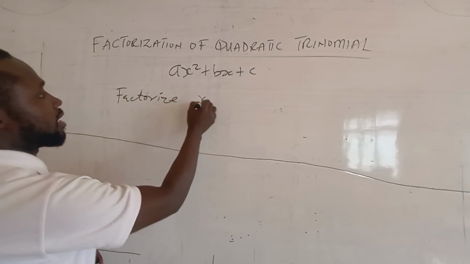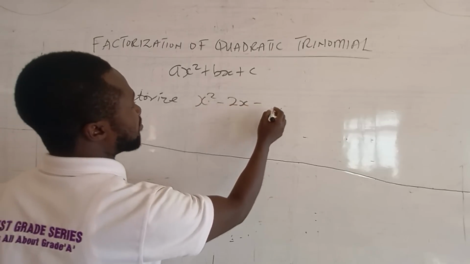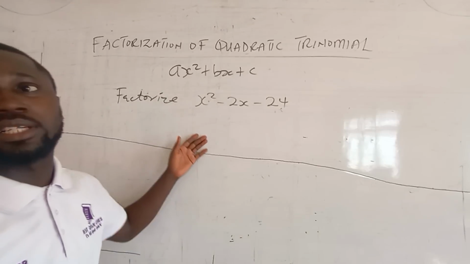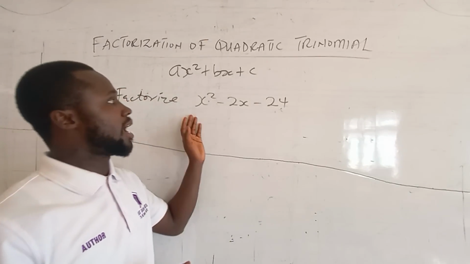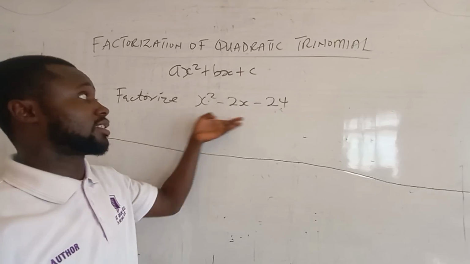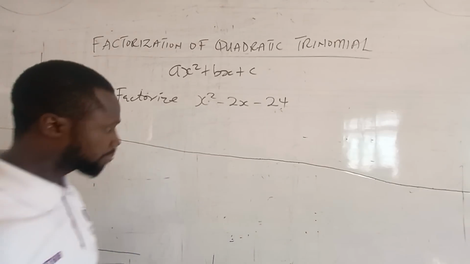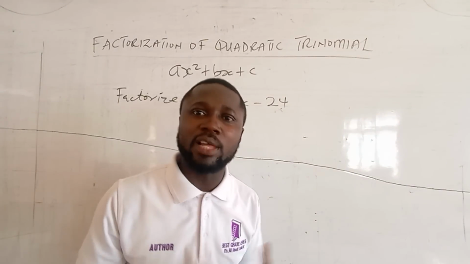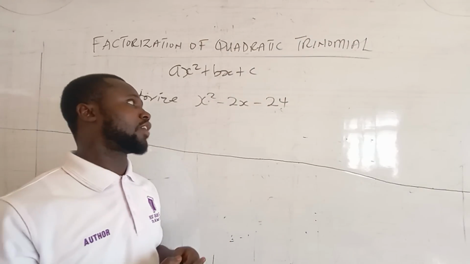Factorize the expression x squared minus 2x minus 24. So this is the expression that we are going to factorize today. X squared minus 2x minus 24 is a quadratic trinomial. When you want to factorize a quadratic trinomial, there are some steps that you have to go through to be able to factorize.